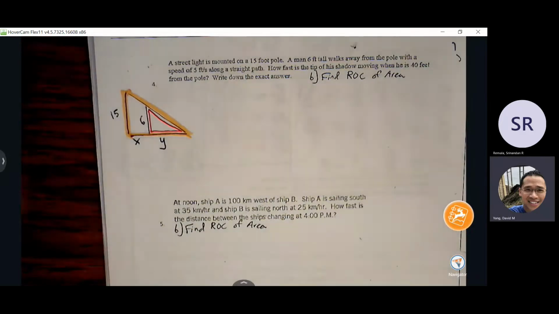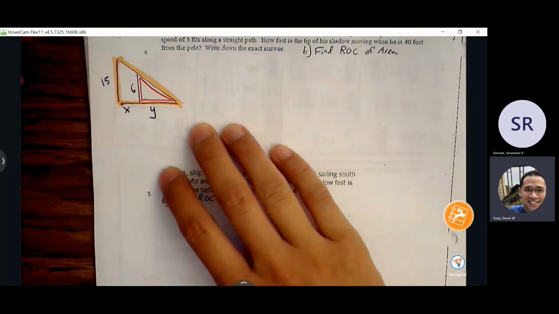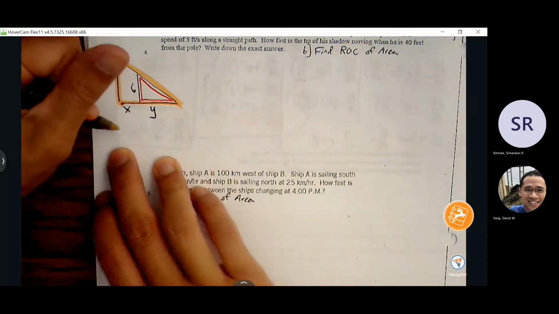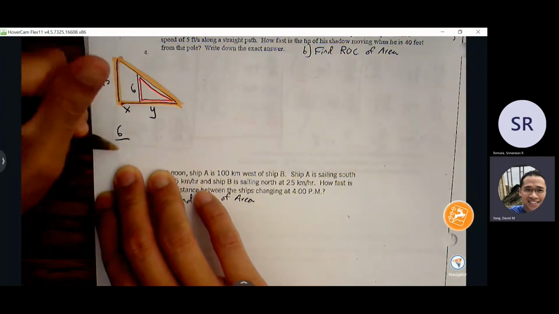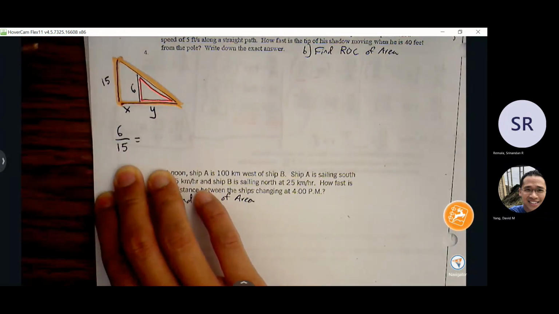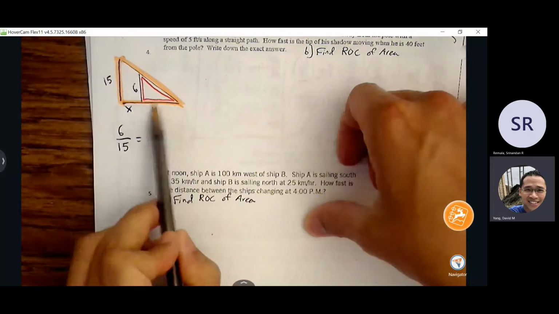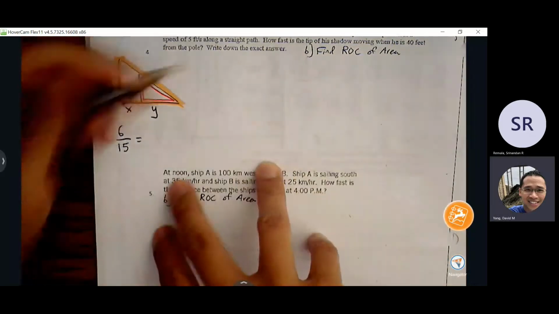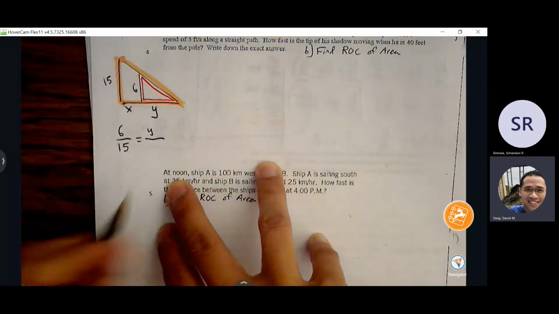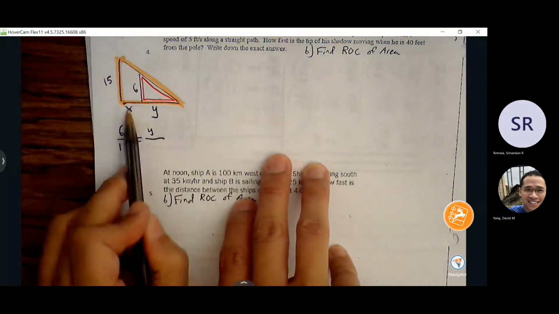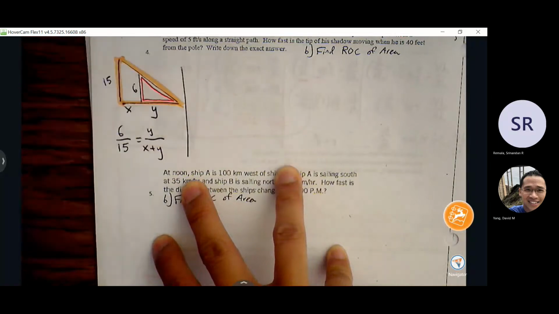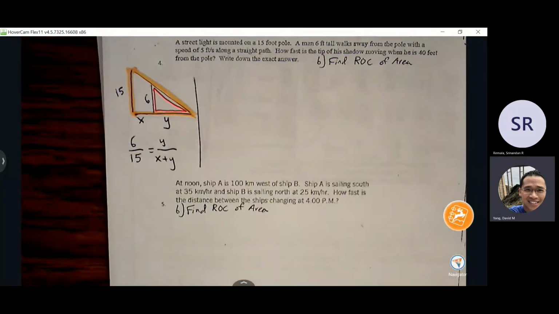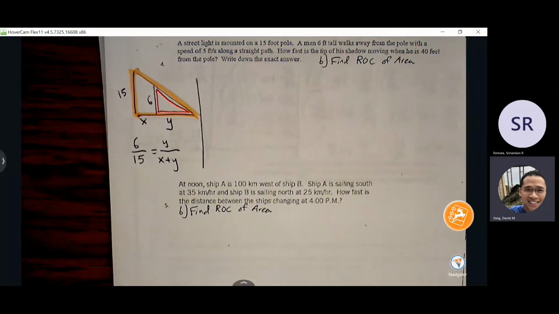So if I set a proportion here, I can say the height of the small triangle is to the height of the large triangle as the base of the small triangle in red is to the base of the large triangle. So that is the equation that we'll be using. Any questions with the setup?